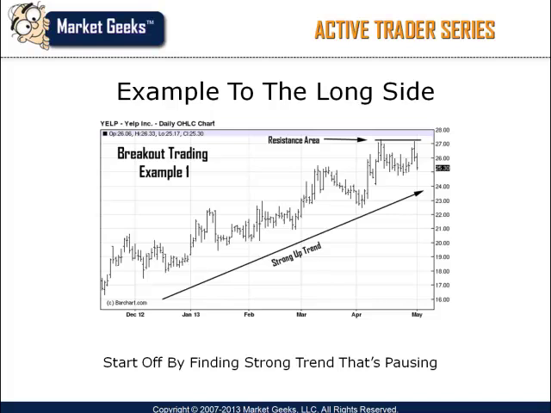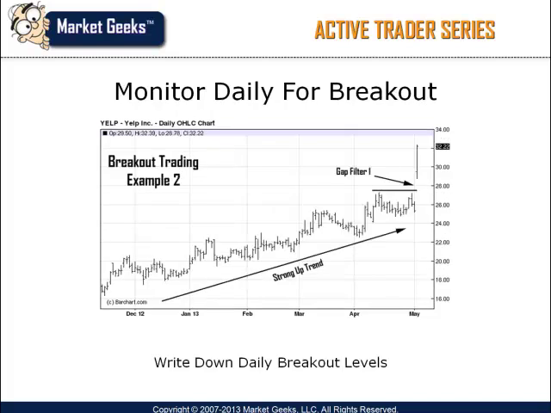Let me show you an example to the long side so you can see how the trade sets up from both sides. I start out finding a stock that's been trending strongly in one direction. The better the trend, the higher the odds that the breakout will be going in the right direction. Don't try to pick market tops and bottoms when you're first starting out. Once you identify a strong trend, you should monitor the daily support and resistance levels.